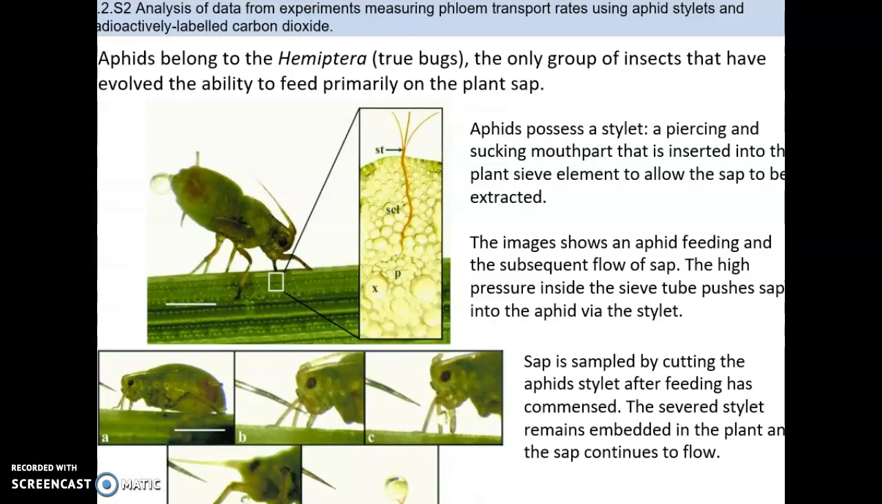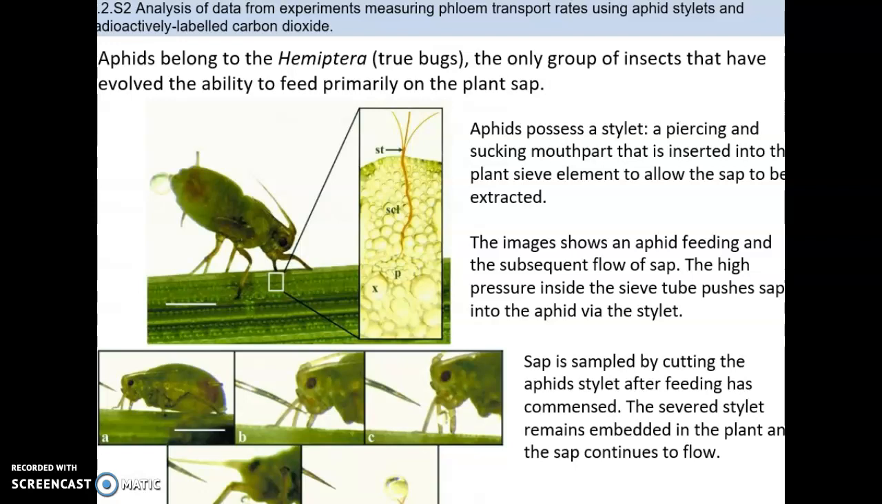This particular syllabus statement is linking the idea that you've got data that allows us to unpack and produce theories, that is how we know about the movement of carbohydrate. So the aphid, which is shown in the diagram here, has got a structure which is called a stylet. And the stylet is a piercing instrument.